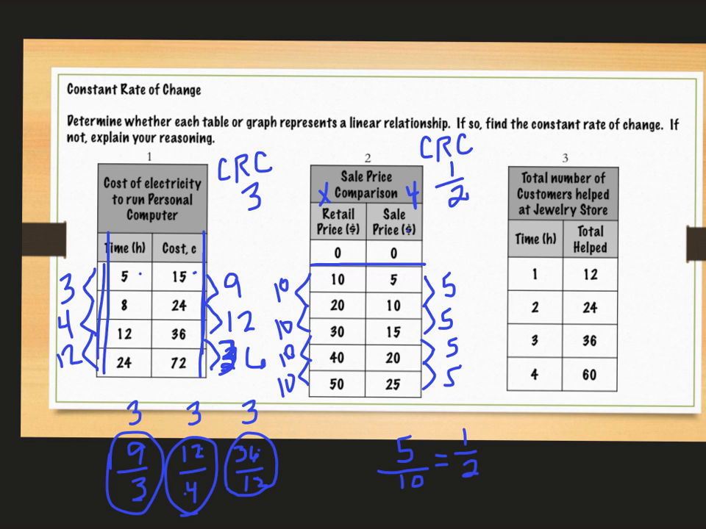All right, now for the third one, so it means as the retail price increases, the sale price is cut in half. Okay? It increases by half.